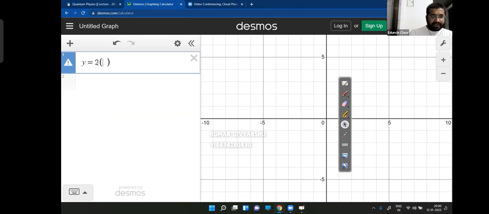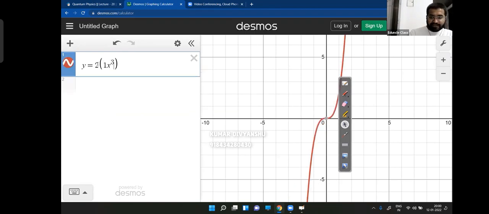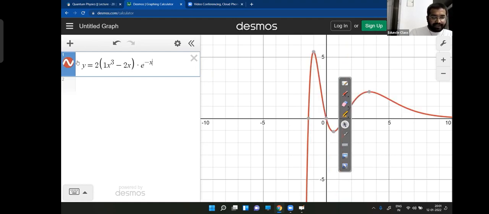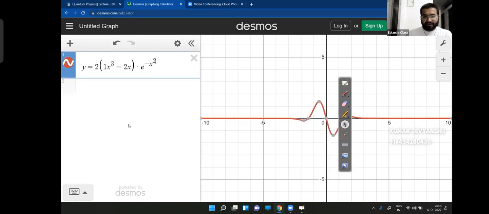A. Let's give any value to A, suppose A is 1. x cube. I'm just giving random values to the constants. Minus bx. Let's give b a value, suppose 2. x. And then multiplied by e raised to minus c, so let's say c is 1, x square. What do you see, people?